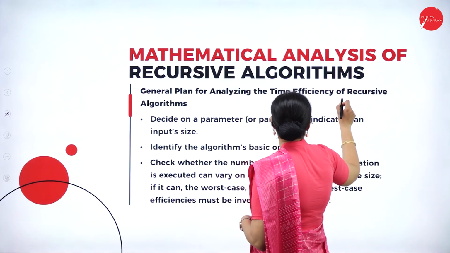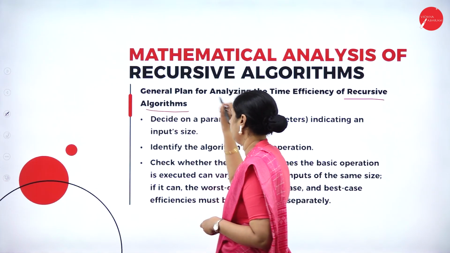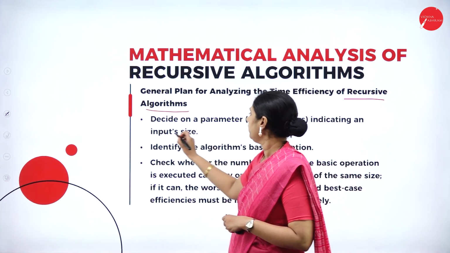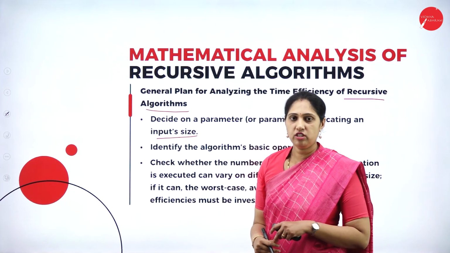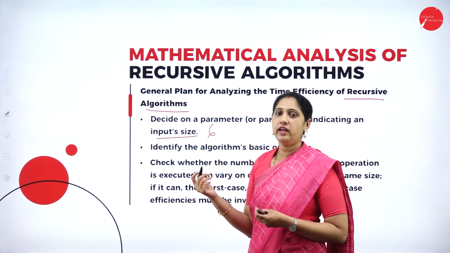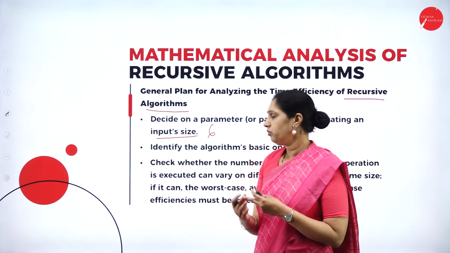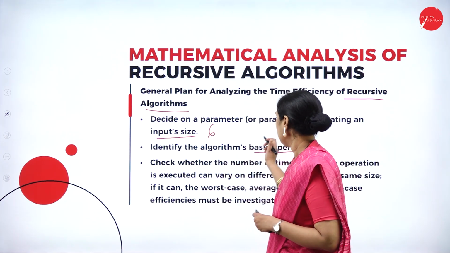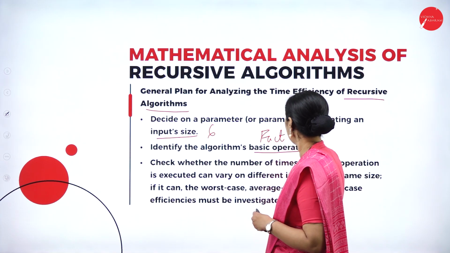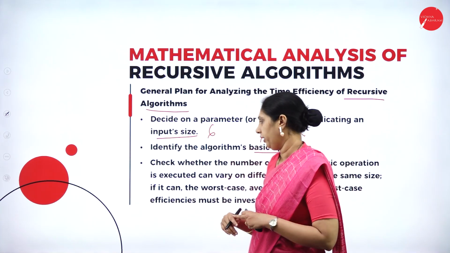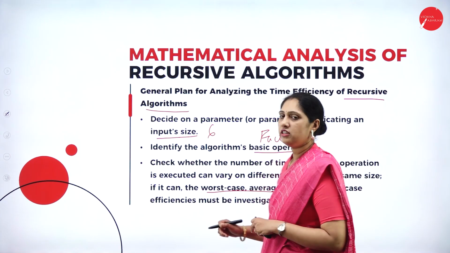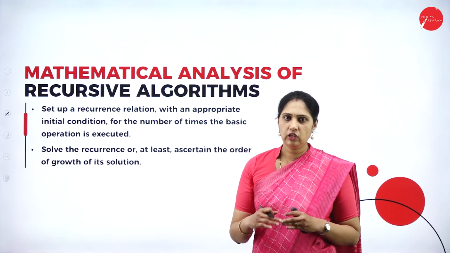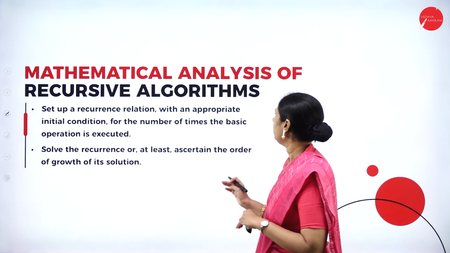Next, how to analyze a recursive algorithm. We have already discussed this, so we'll have a revision of it. First, we denote the input size, whatever input size we give, suppose 6 elements or 5 elements. Next, we identify the basic operation. In my factorial, the basic operation was multiply; each time I multiply. Next, we have to consider best case, average case and worst case. Till now, these 3 steps are common to both recursive and non-recursive.